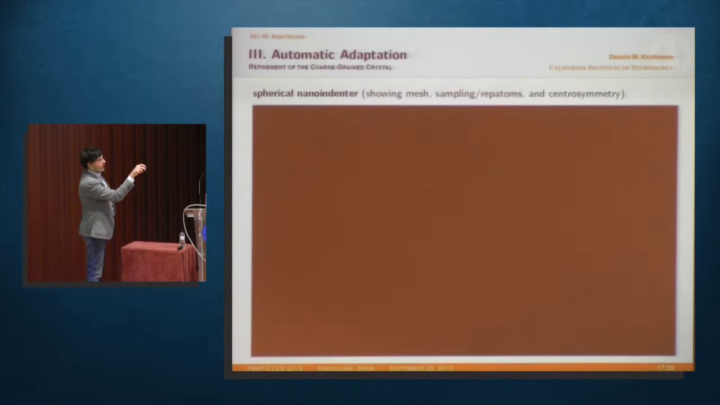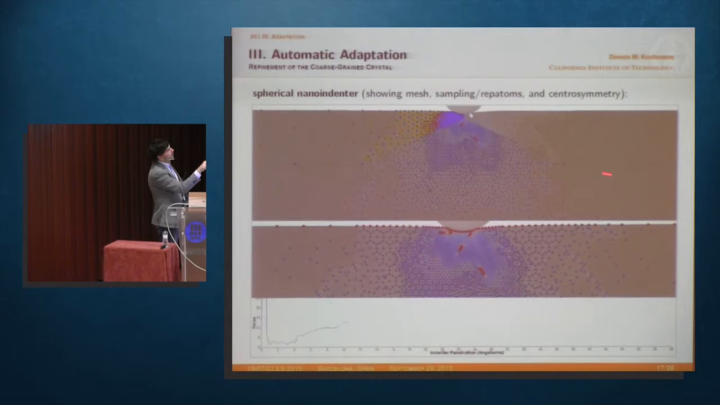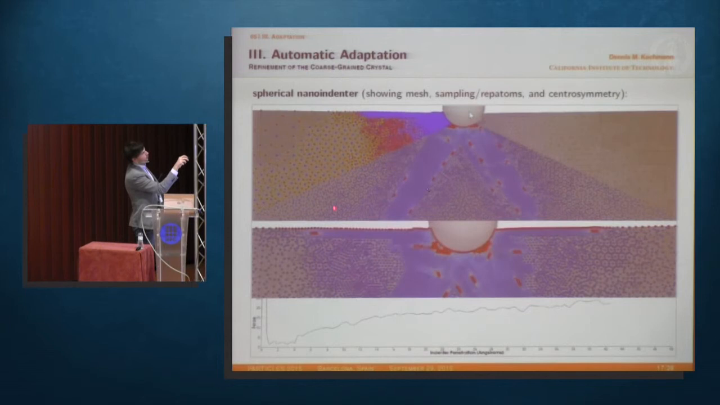I'll just play it one more time. Over here, you can see how the mesh is refined. Here, you see the sampling atoms as the refinement occurs. And down here, you see where rep atoms are being put. And this is just a zoom in.